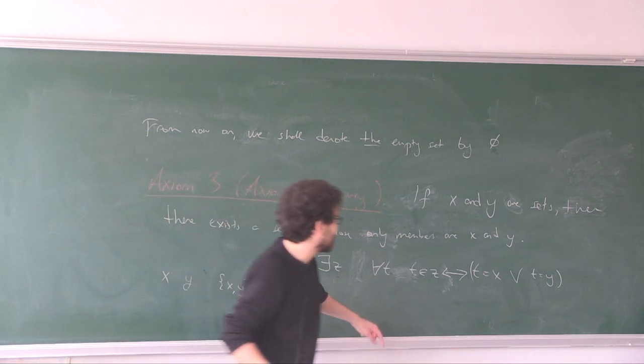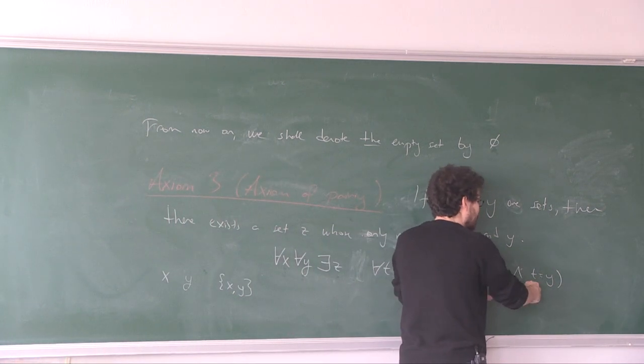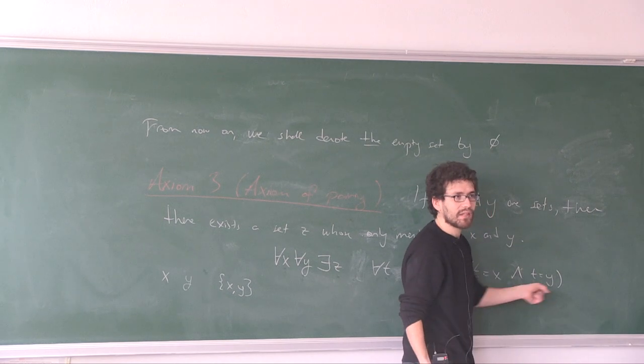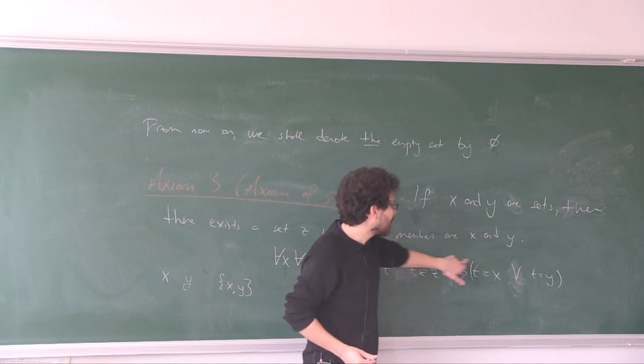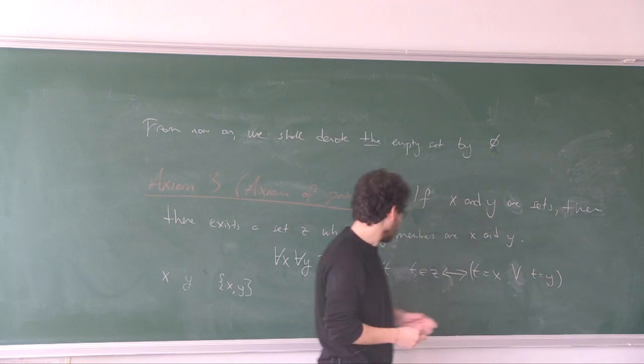Or is it N? Well, it can't be N, right? One thing cannot be equal to two different things at the same time. If X and Y are different, this will be automatically false. It's OR. Any member should be either X or Y.